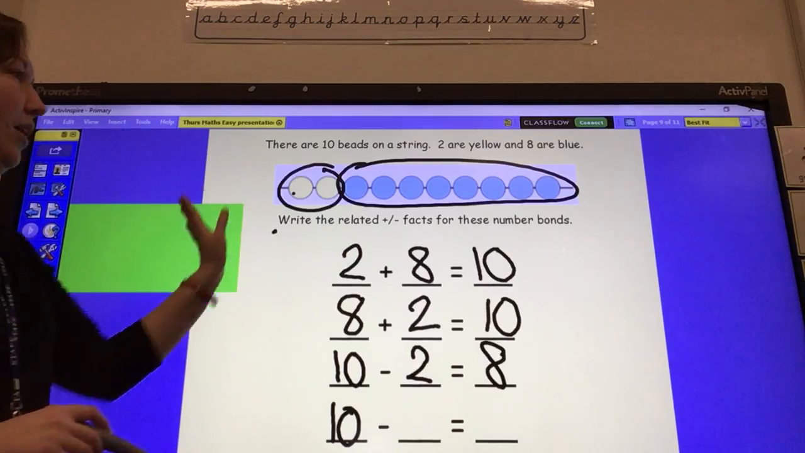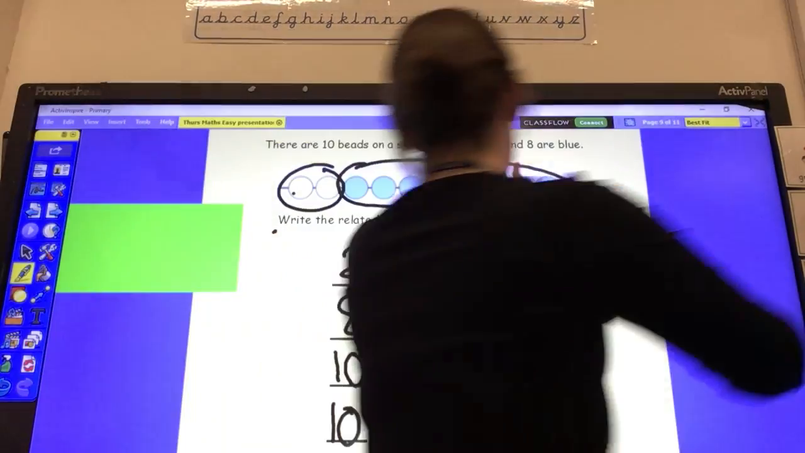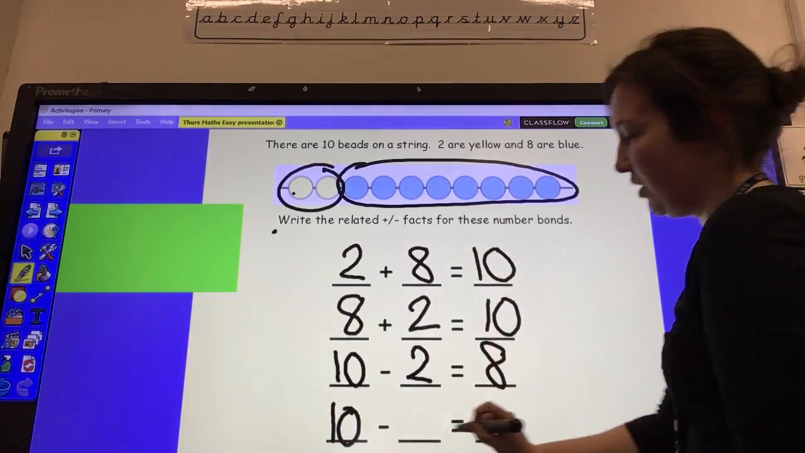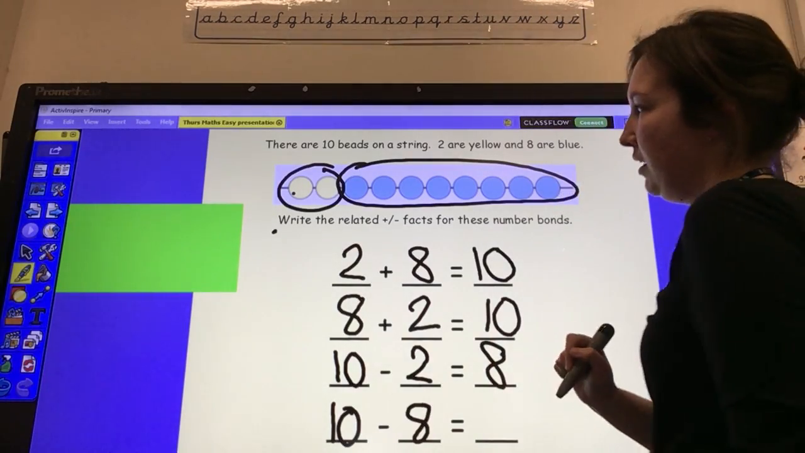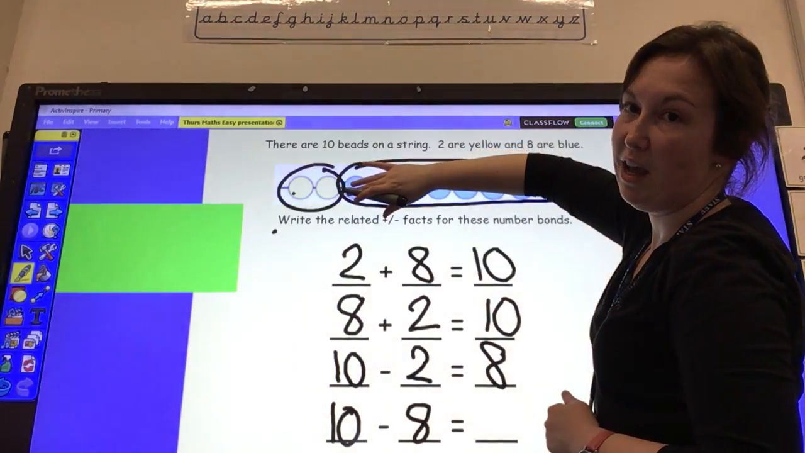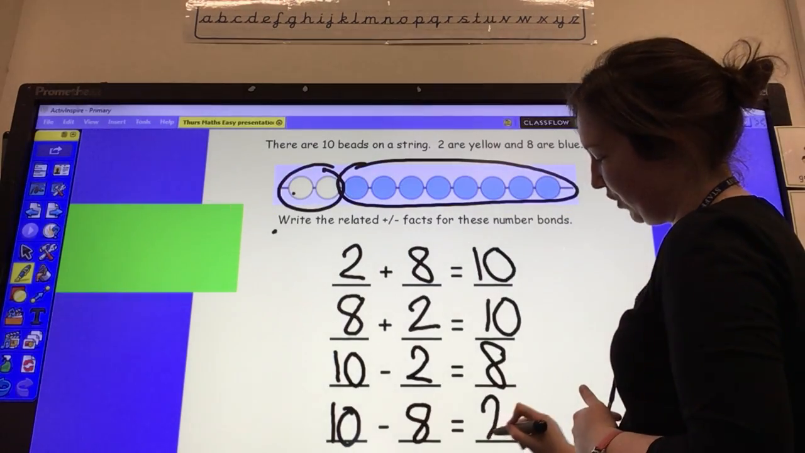And then the final one, I've got 10 and I'm going to take away my blue ones this time. So 10 take away 8. So if I cover those over, how many are left? There are 2.